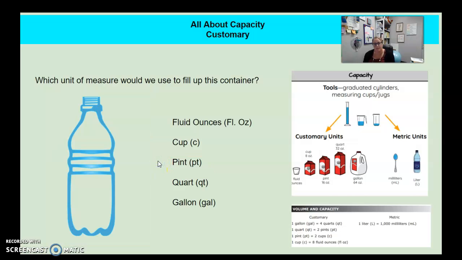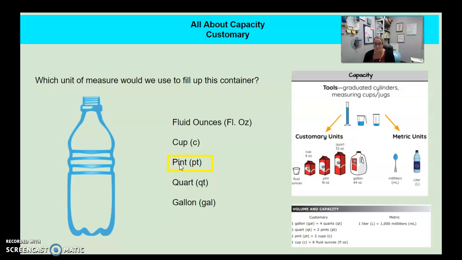What about this? I have my water bottle and I need to refill it because I drink so much water already. What would I use? Would I use fluid ounces, cups, pints, quarts, or gallons? Again, you're right. It depends on what size the bottle is. So depending on what size it is will depend on which unit of measure we're going to use. But it's just a normal size water bottle. So I'm going to use a pint.